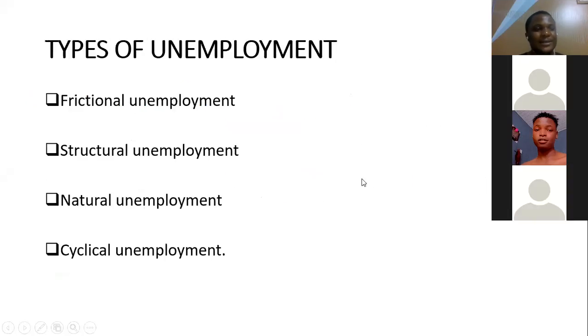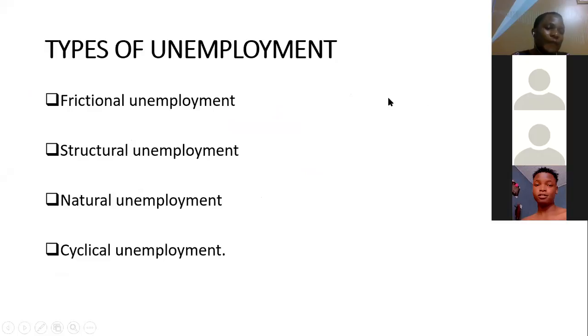So let's now look at the types of unemployment. Of course, there are 4 types of unemployment in economic literature. Of course, we know there is one you have learned in your secondary school, seasonal unemployment. People are unemployed because of season and out of season.